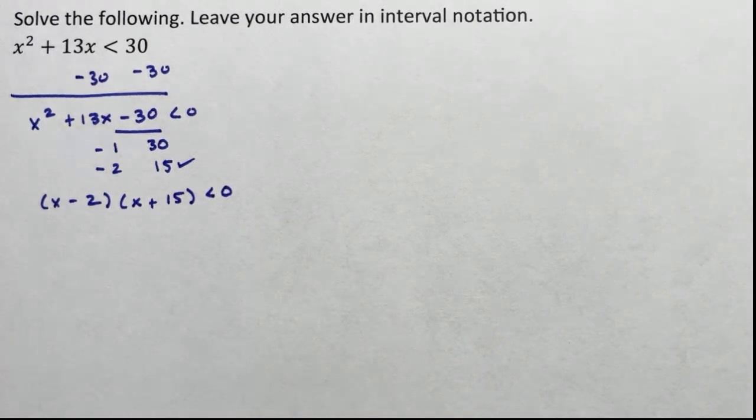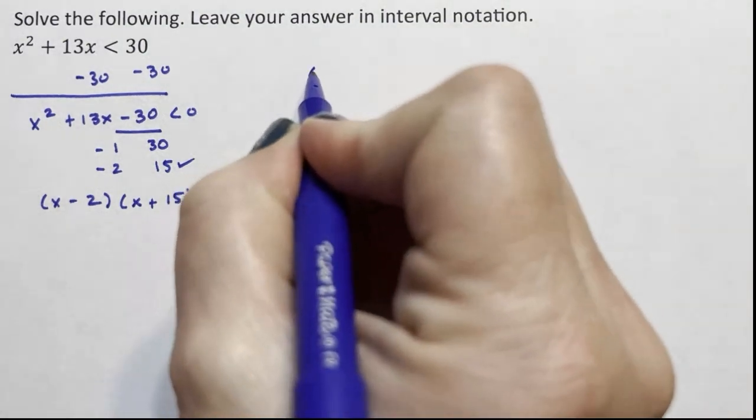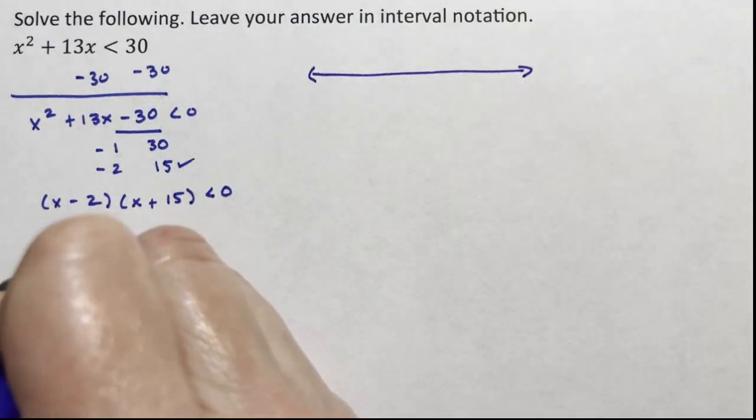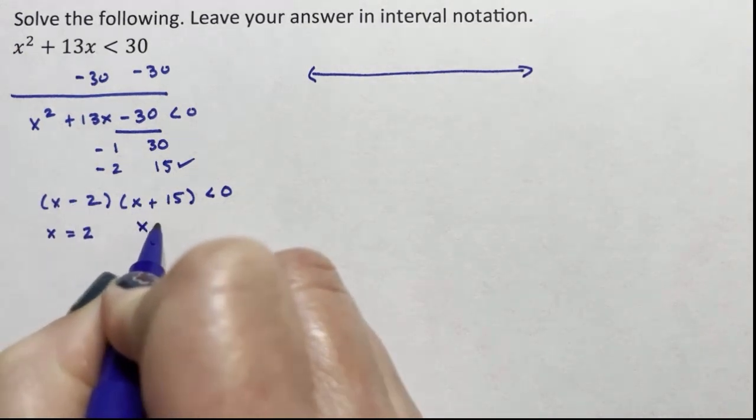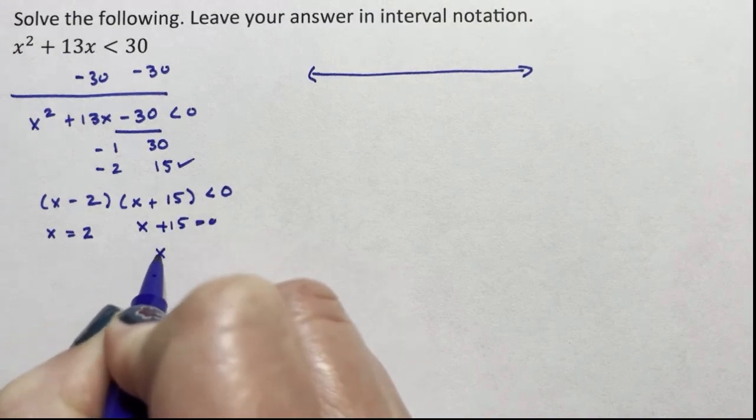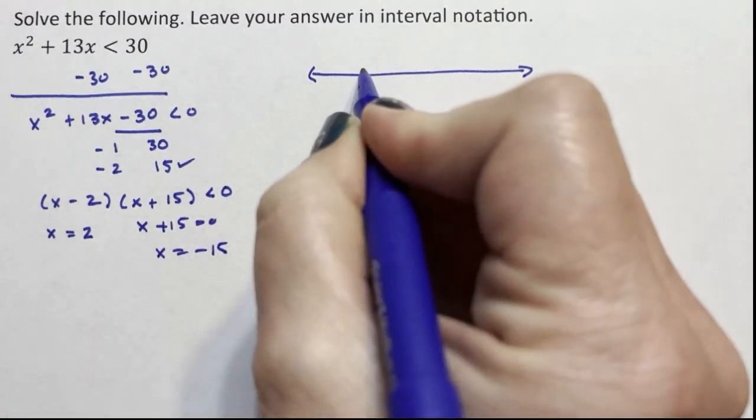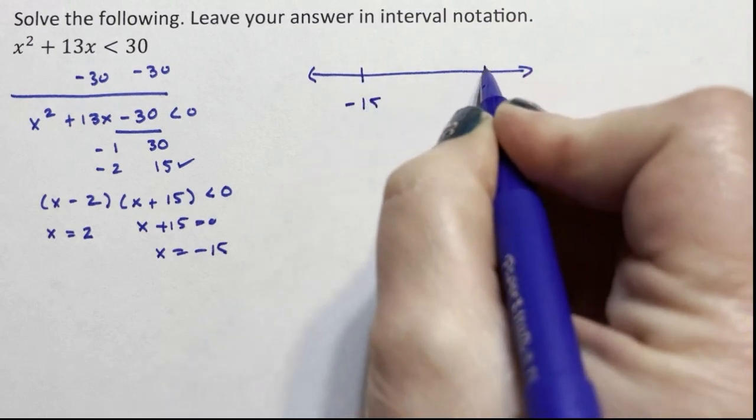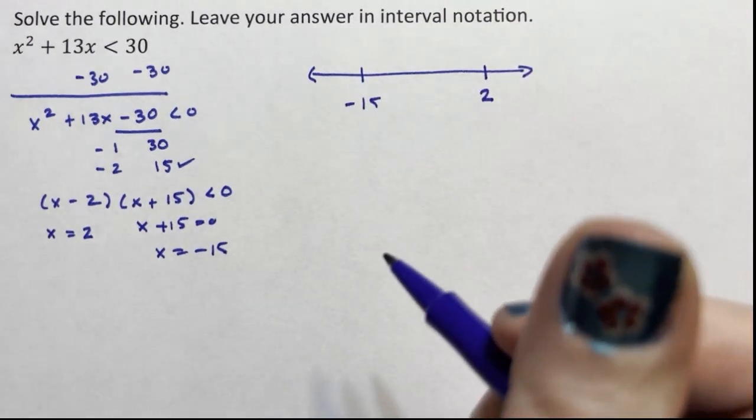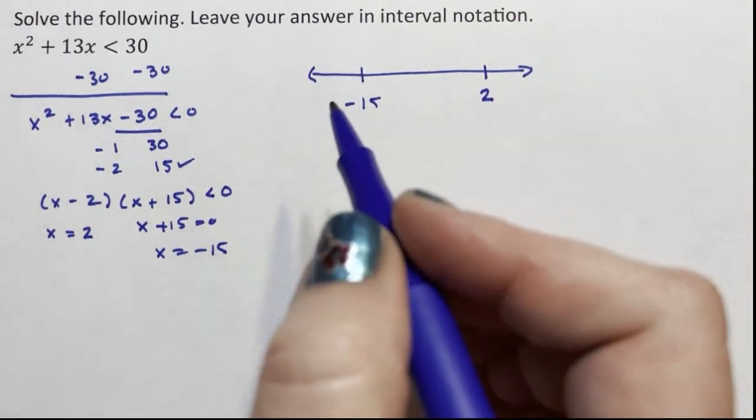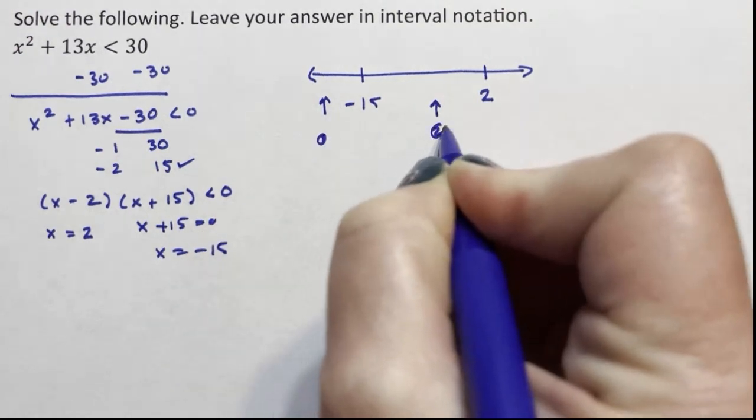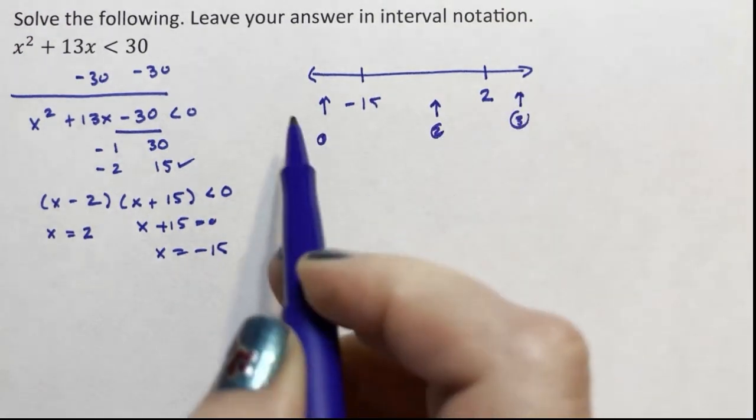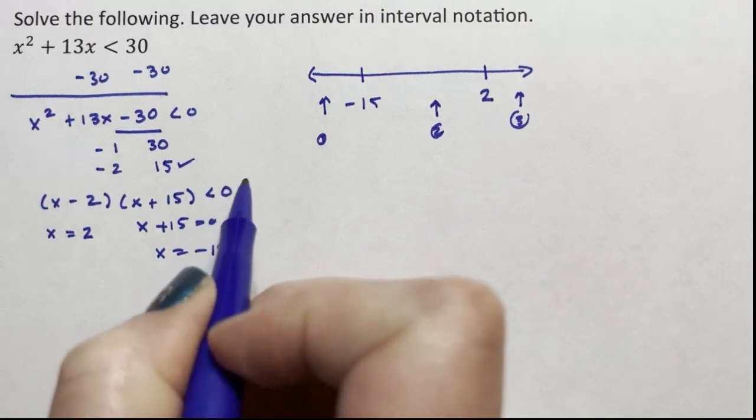So here is where things kind of get interesting. I'm going to create a number line. And my number line is going to have stops at 2 because that's what makes this 0. And x plus 15 equals 0 when x is negative 15. So my two stops are at negative 15 and 2. And I need to find, there's three intervals here. There's the first one, the second, and the third. And I need to figure out what interval is negative.